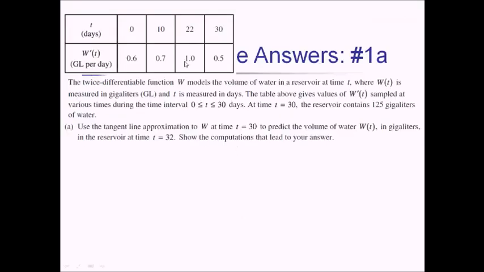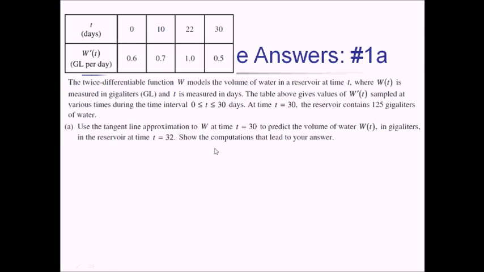For this problem, we have a twice differentiable function W modeling the volume of water in a reservoir at time t, in gigaliters, and t is in days. We have a table of values of W prime. We're told at time 30 the reservoir contains 125 gigaliters of water. We're going to use a tangent line approximation at time 30, which they already gave us a value for, to predict the volume of water at time 32.